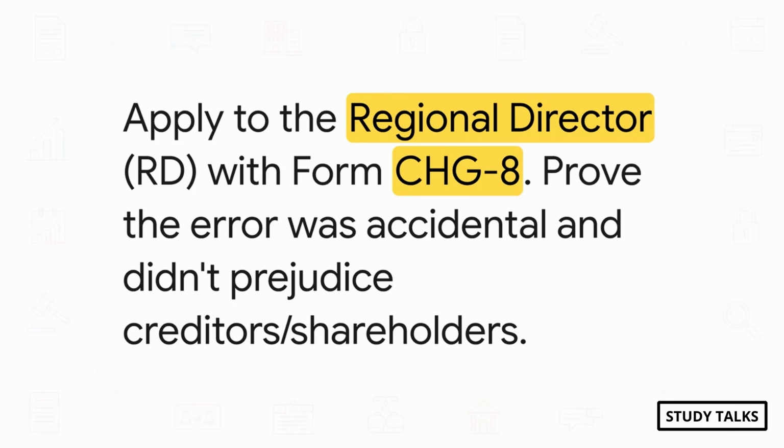And to wrap this up, here are the key details you absolutely have to remember for rectification. First, who do you apply to? The regional director, the RD. What form do you use? Form CHG-8. But, and this is a big but, it's not an automatic approval. You have to convince the RD that your mistake was accidental, or that you had a really good reason for it. And most importantly, you have to prove that your mistake didn't hurt any of your creditors or shareholders.